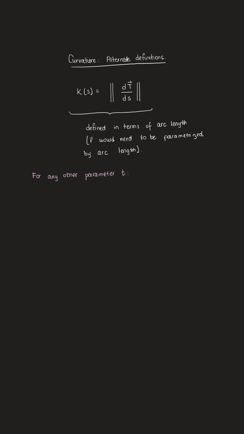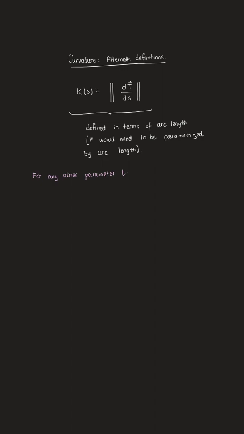Okay, so I'm just going to present a couple of alternate definitions that are more usable than the definition I introduced in the previous video for curvature. So we saw that curvature measures how quickly our unit tangent vector is changing along the curve. That requires that we parameterize the curve in terms of its arc length.